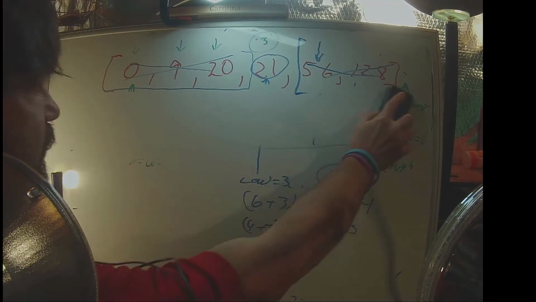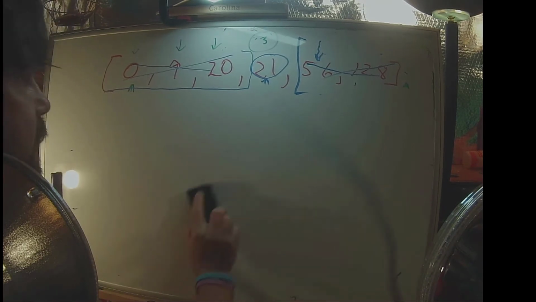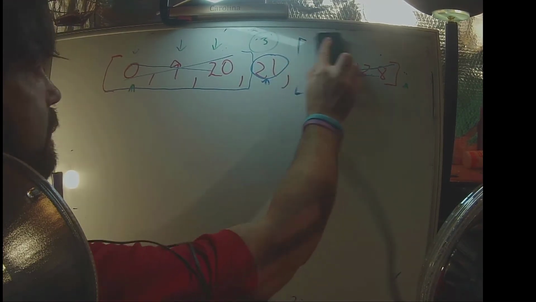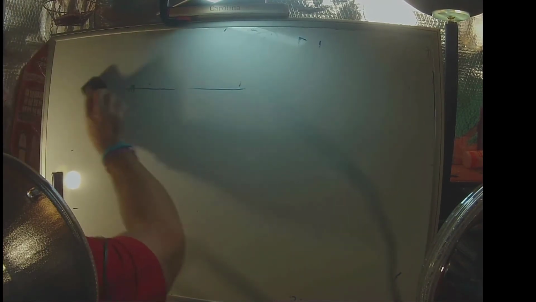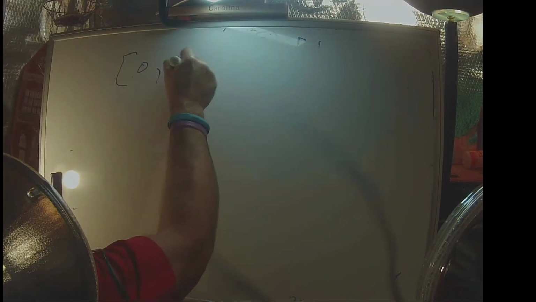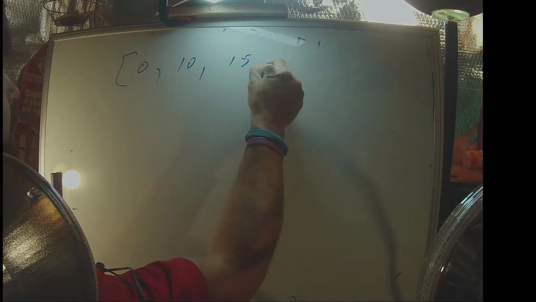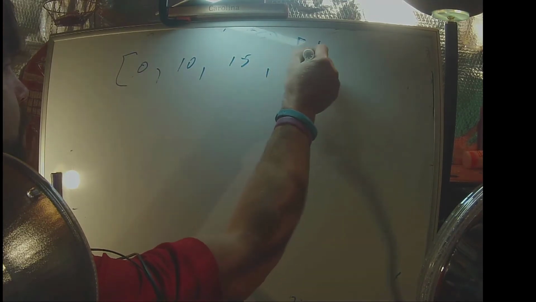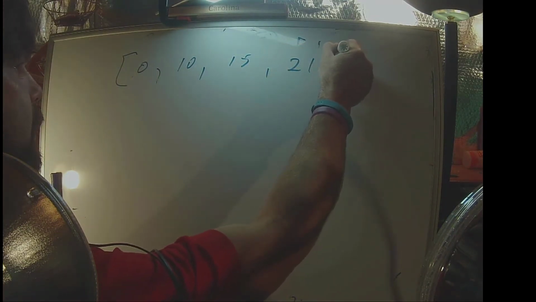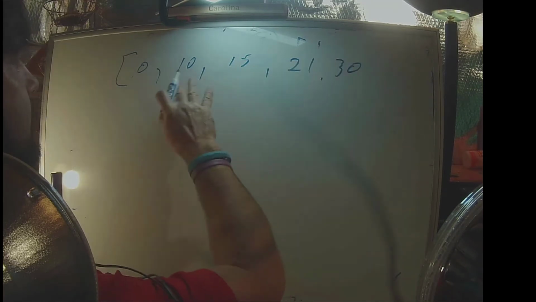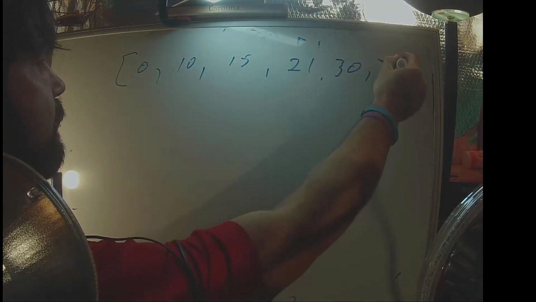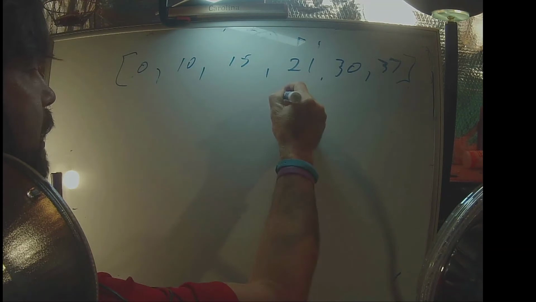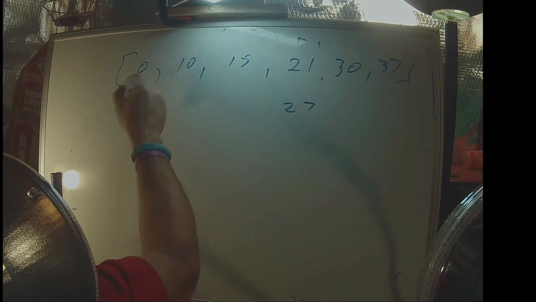We'll walk through this again with the right algorithm just to make sure that everybody gets it correct. And I'll pick new numbers. 0, 10, 15, 21, 30, 37. And we will again pick our target number of 27.